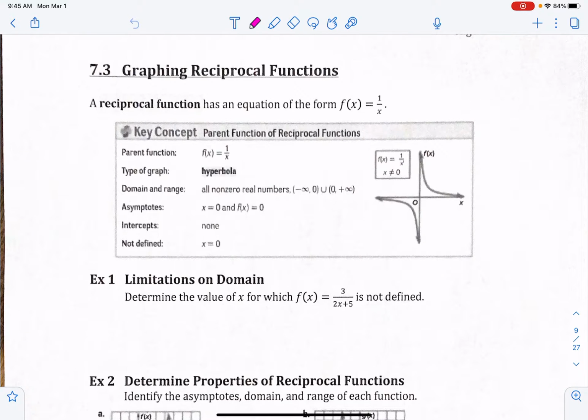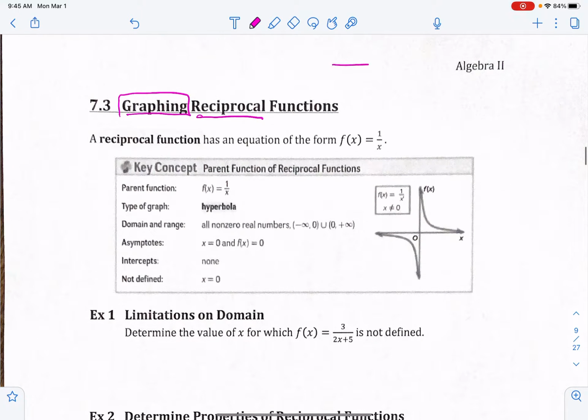Hey, algebra kids. I'm home today with my kids, so I'm going to teach you 7-3 over video. 7-3 is the graphing section, which is kind of whatever. I'm not terribly thrilled with graphing, but that's just one thing that we have to get through. So, reciprocal functions. We've been dealing with these for the last two sections.